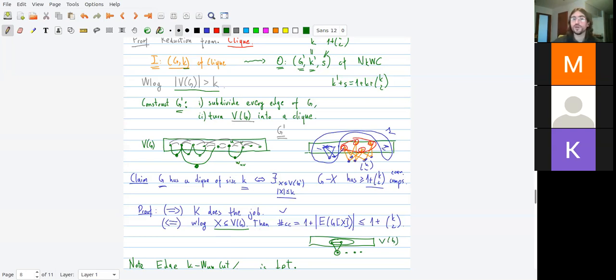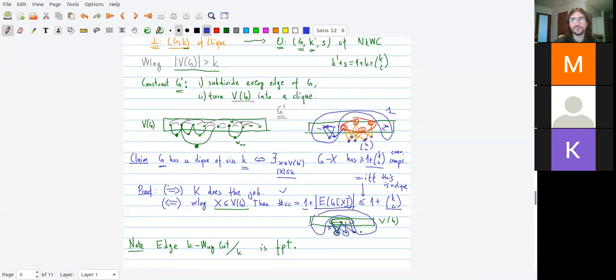And then how many connected components do I get by removing it? Well, I've got one connected component consisting of everything else, and one singleton connected component for every edge of the original graph that had both endpoints in my set X, right? And there can be at most k choose two of them. So the number of connected components is one plus the number of edges in the subgraph induced by X of the original graph. And this can be at most one plus k choose two. And here is equality if and only if this is a clique. So this means that we have proven this claim. So checking whether there is a set X that gives you that many connected components after removal is equivalent to checking whether the input has a clique of size k.